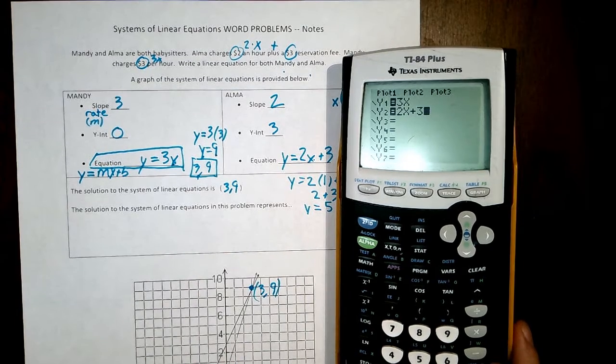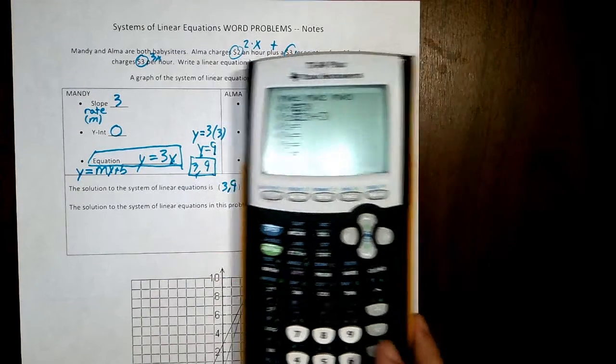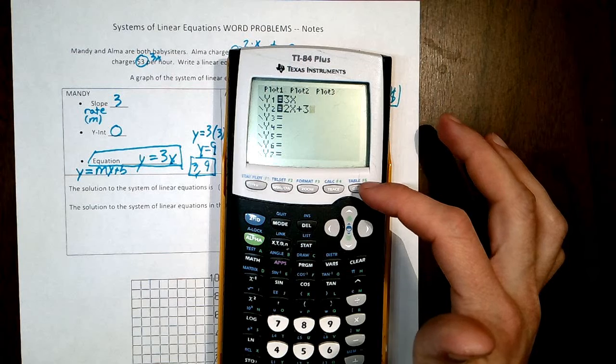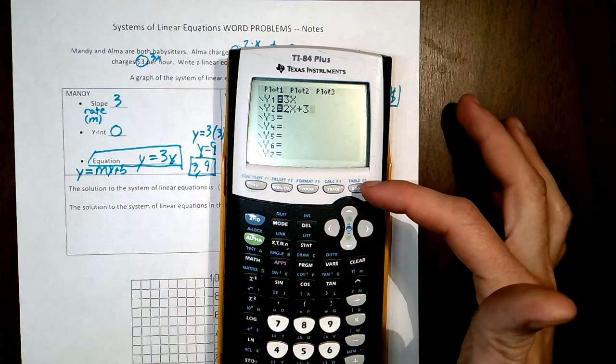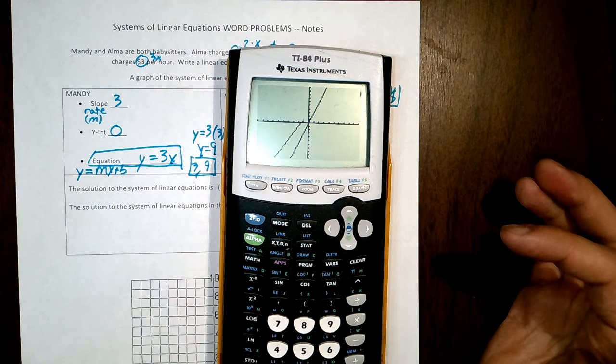So we have both of our equations listed. Anybody have trouble with that? Good? Cool. And now instead of hitting enter or solve or anything like that, we're just staying up here and we're going to hit our graph button on the top right. Hit graph. And I think I did this a little wrong.